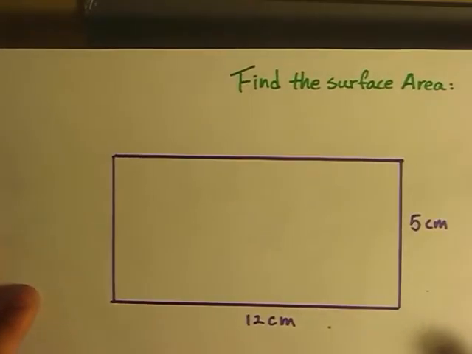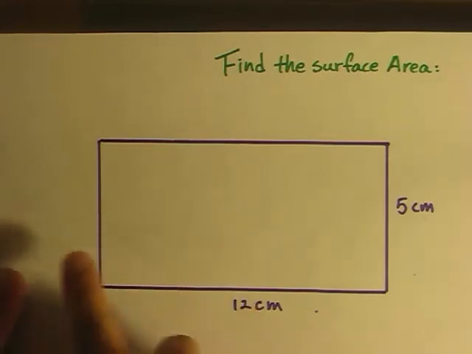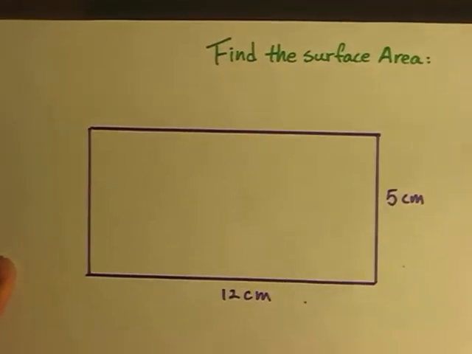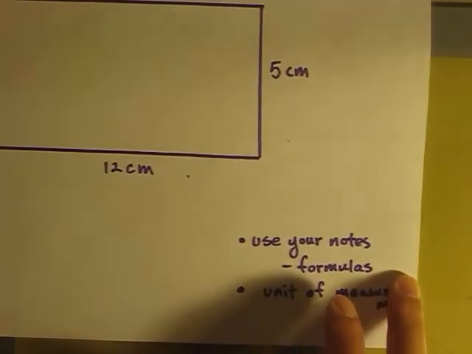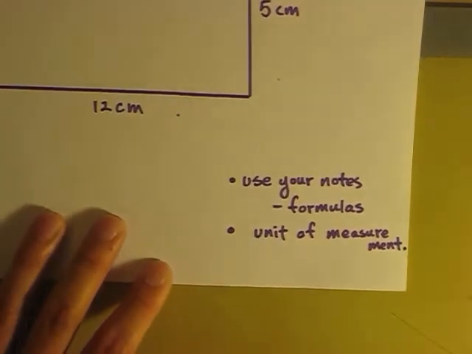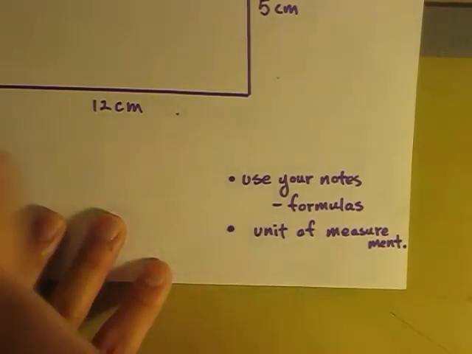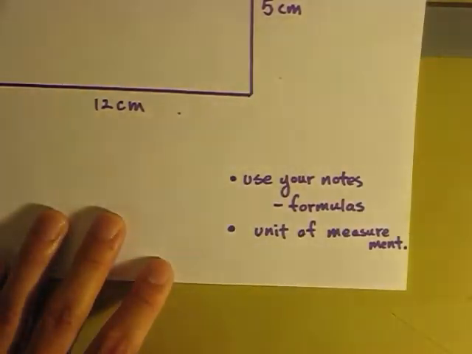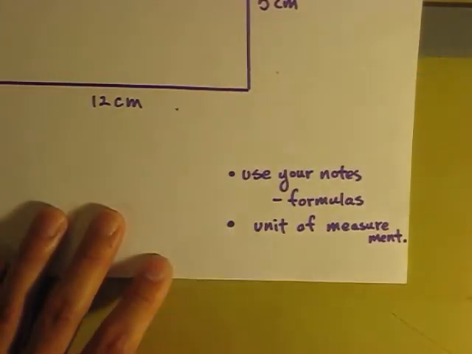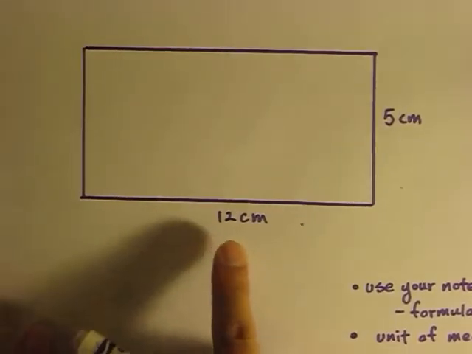First example here, we're trying to find the surface area of the shape. Here we have a rectangle. Now there are 2 points that I want you guys to follow when you are finding surface area, and these are the 2 following. Use your notes. Find out which formula you're using. Okay, you have your notes out here, so go ahead and use it. It's here. Put it on the side. Second thing, make sure you're using the correct unit of measurement. Here, your measurements are in terms of centimeters, cm.